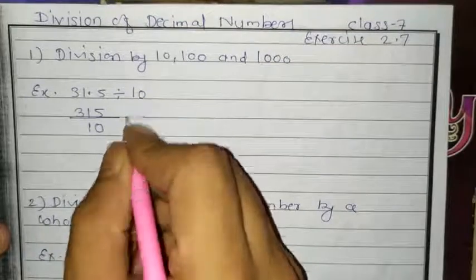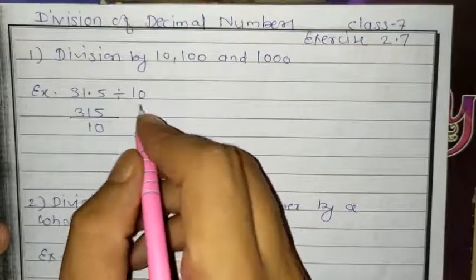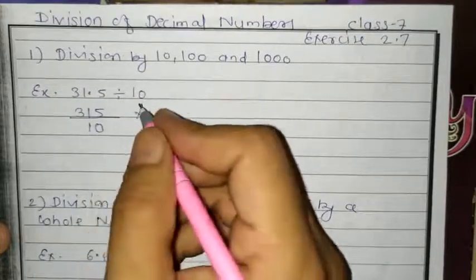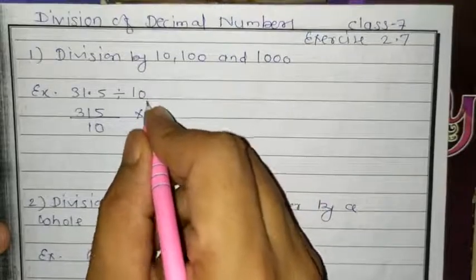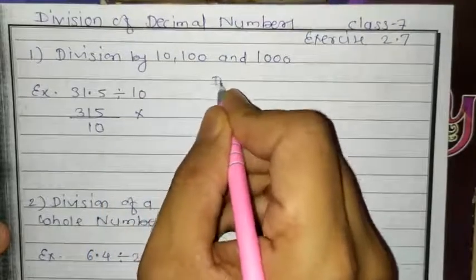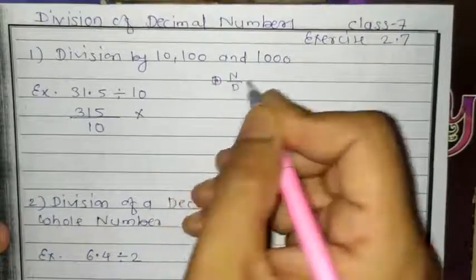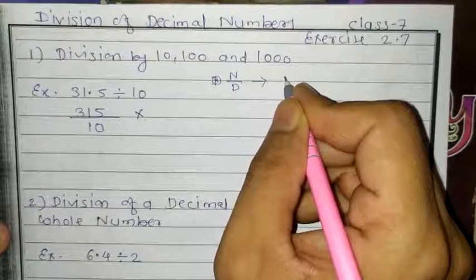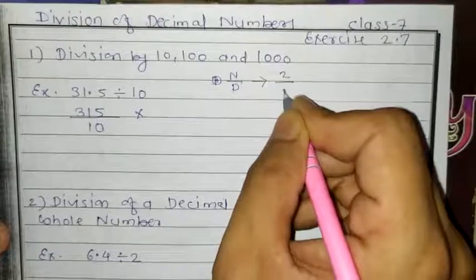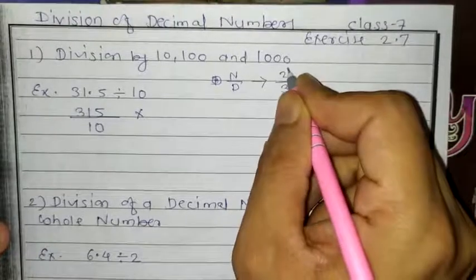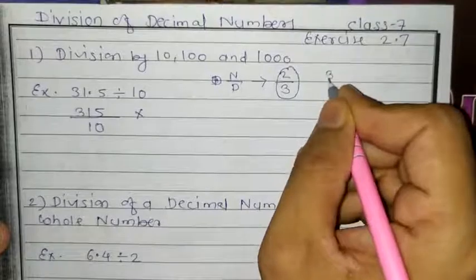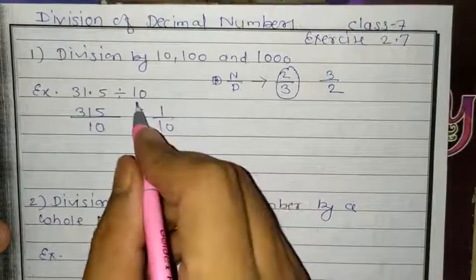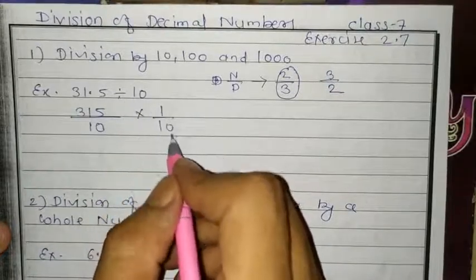So what happens in the next step, it is better if you change the sign. Here it is division, you do multiplication, so the next number will be the reciprocal of that number. Here this is numerator and this is denominator. In the reciprocal it will be opposite. Suppose numerator is 2 and denominator is 3. When you calculate the reciprocal, it will be 3 upon 2. Here the same case will be there, it is 1 upon 10. Downside there is no number means 1, so its reciprocal is 1 upon 10.